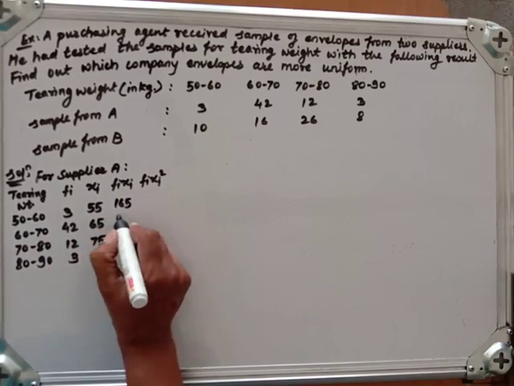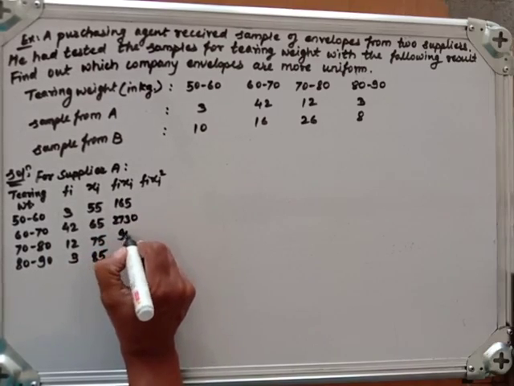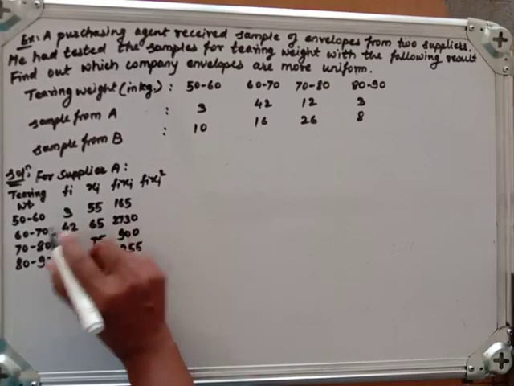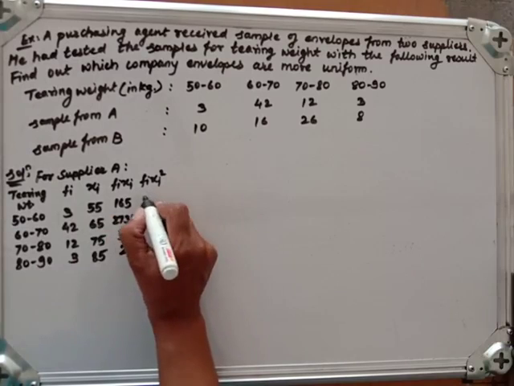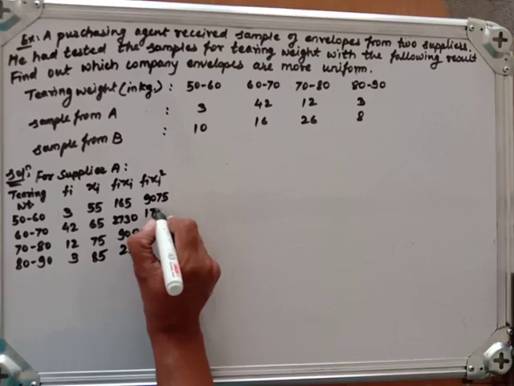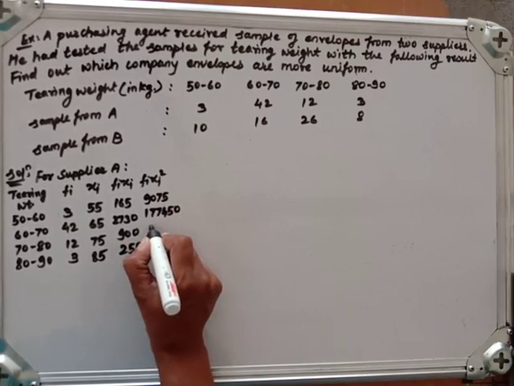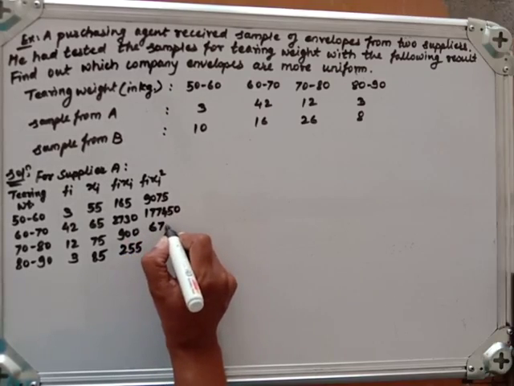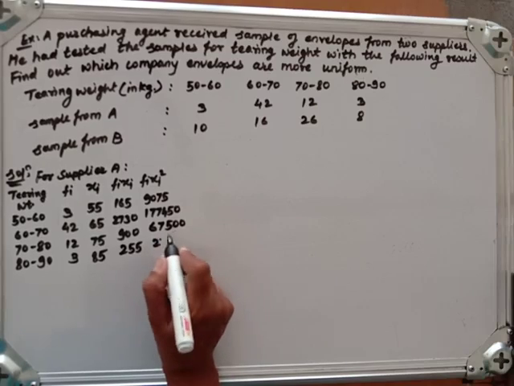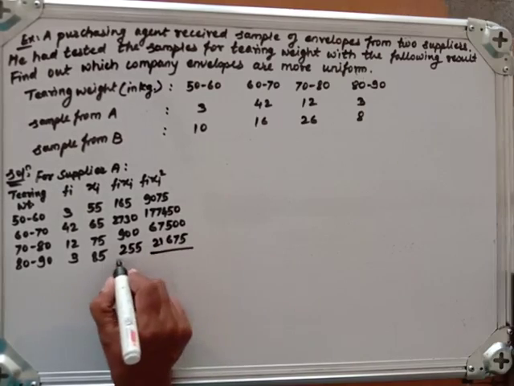165. Here 2730, 900 and 255. Again FI XI into XI, so that will be 9075, 1,77,450. Here 67,500 and 21,675. So let us do these sums.